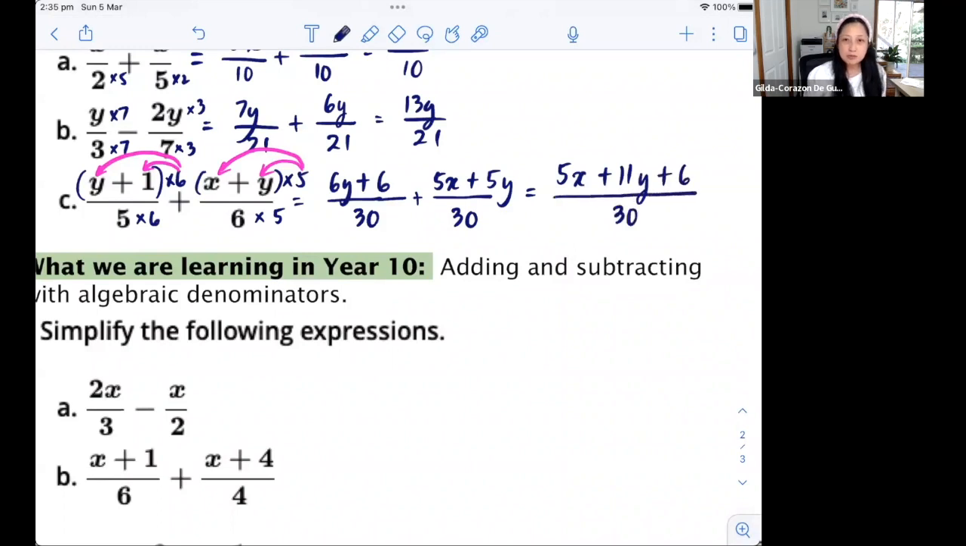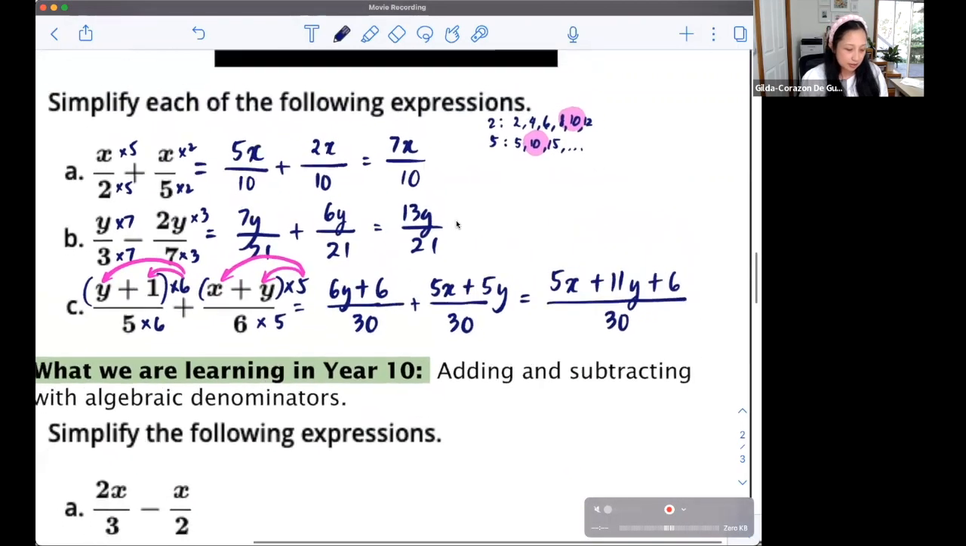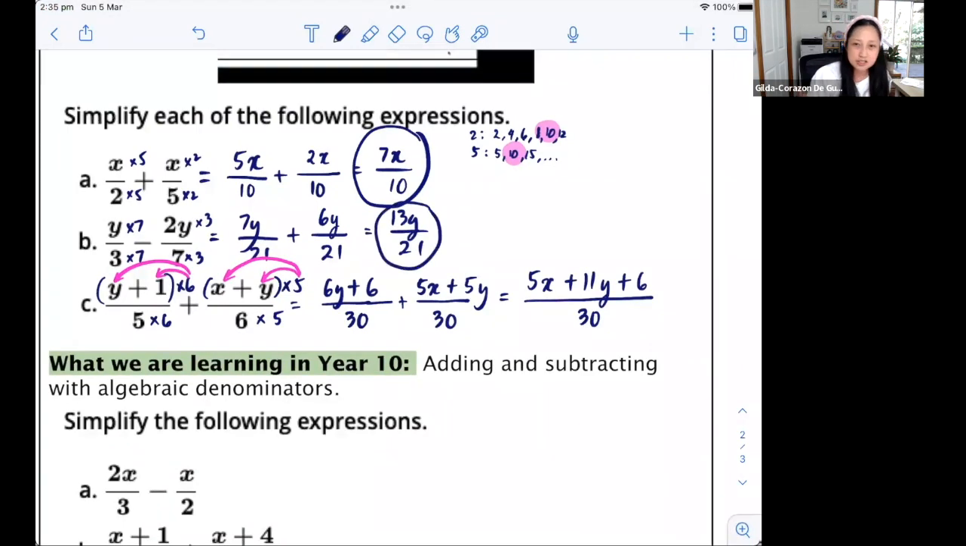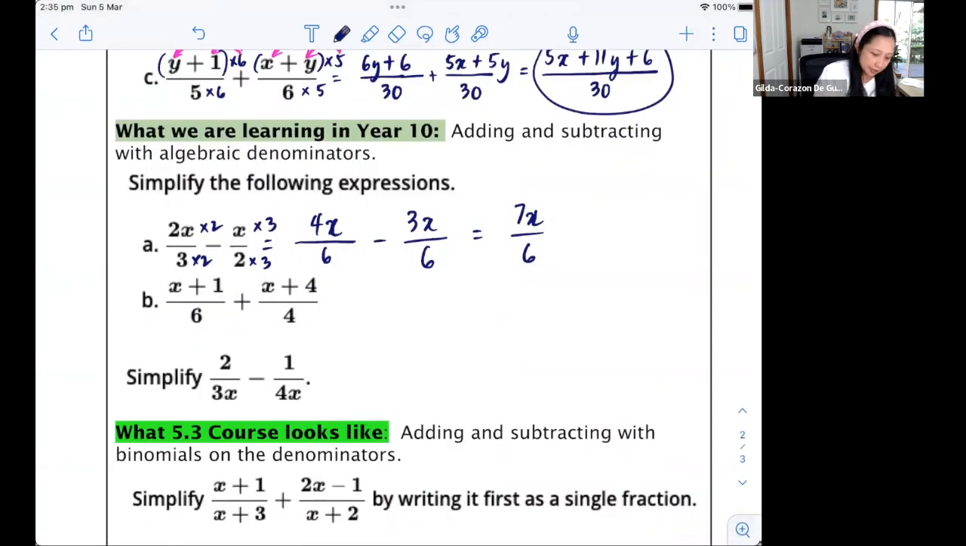So when you want to combine them, or when you write down your answer, I don't know if you noticed it, but they would just be in one fraction. That's one whole fraction or one denominator, right? The same thing with this one here. And for question B, you have 6 and 4.